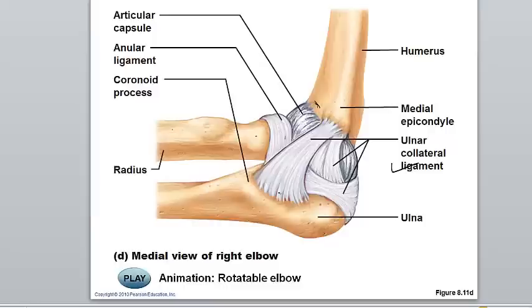So from the ulna to your radius, there is a sleeve. That's your annular ligament that allows the pivoting movement, right? That is the only ligament that reinforces the joint between your ulna and your radius. And because of that, it is easy for the radius to get dislocated. This is all that you need to know in your elbow joint.